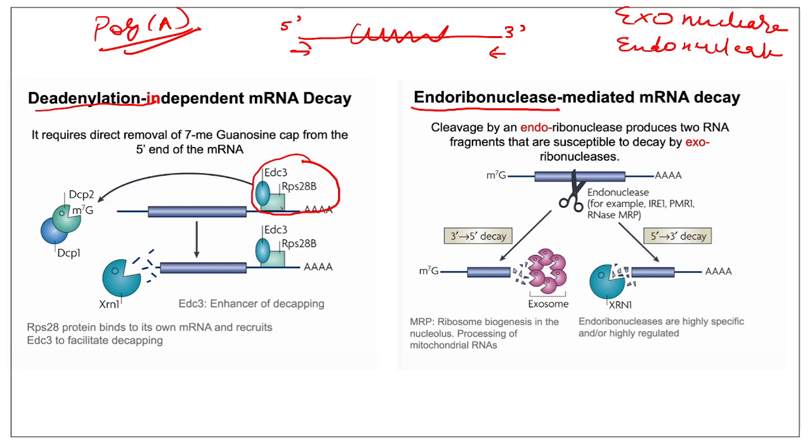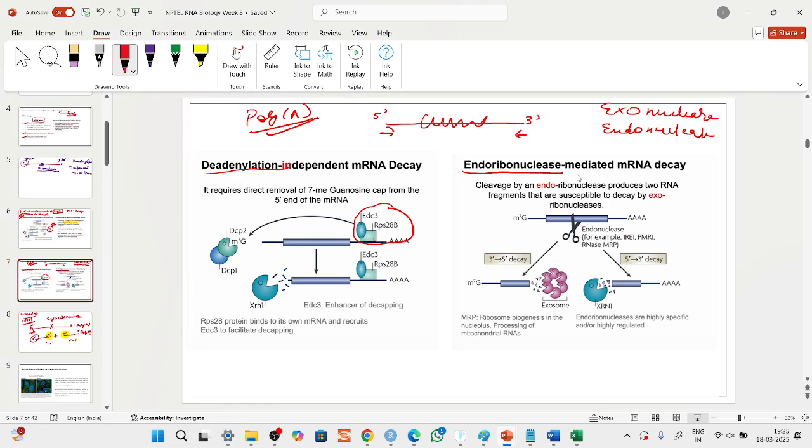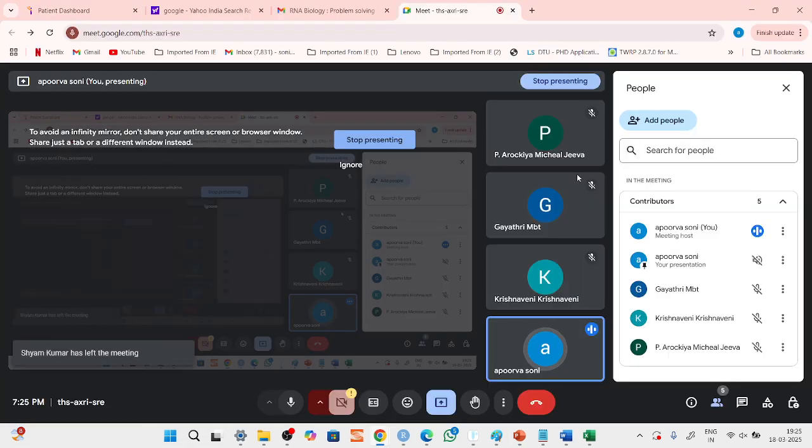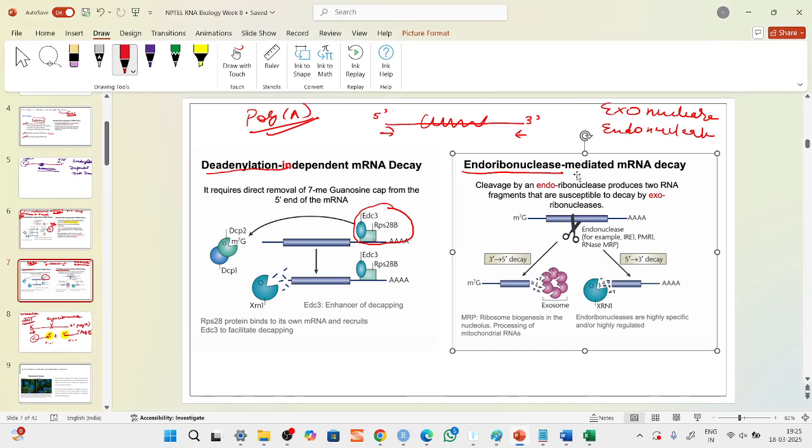Now what is there? Endoribonucleases are highly specific and highly regulated. What does that mean? It means that it will come and bind at a particular site and only then will it do its action. It cannot just randomly come and bind to any place and start its action. No. They are highly specific, and they will bind at a particular site and only then will they do the action. Okay. So I hope the different pathways that are required for mRNA decay are clear to you.